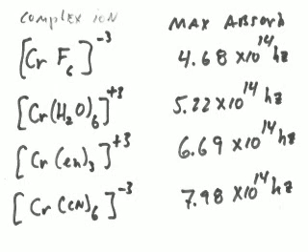Water is a better ligand. The energy gap there is 5.2 times 10 to the 14th hertz for its frequency. For chromium ethylene diamine, it's nitrogens that are ligands, and nitrogens tend to be better ligands. 6.69 times 10 to the 14th is the frequency of the light absorbed there. And finally, cyanide, which is a very strong ligand, produces the largest gap at 7.98 times 10 to the 14th hertz. So we see that the colors produced by the complexes are related to how big this energy gap is.